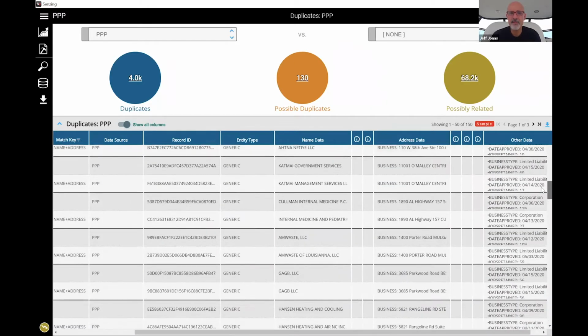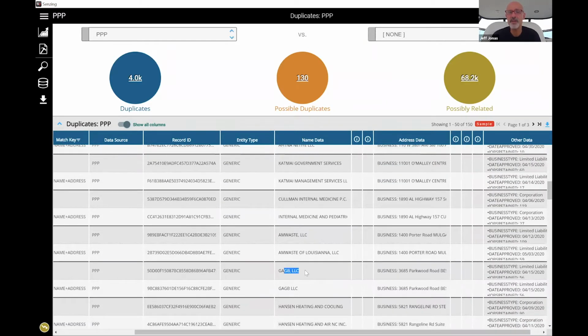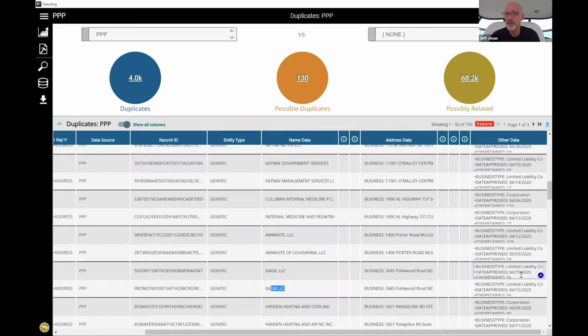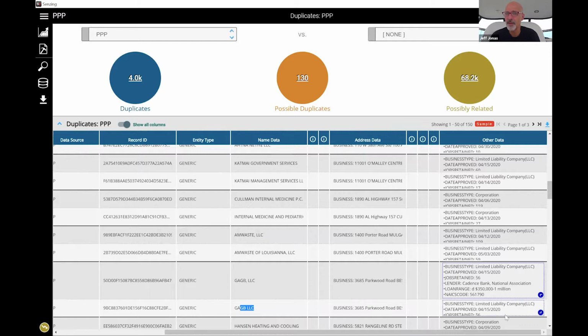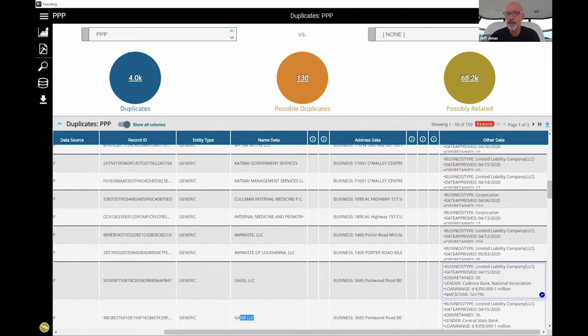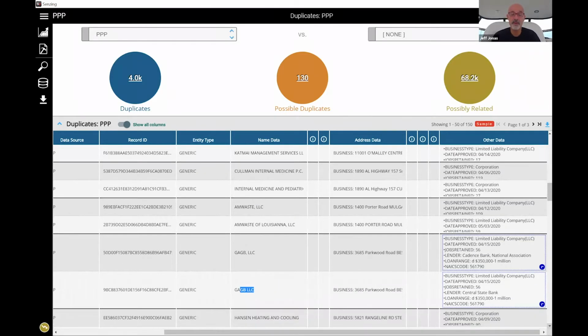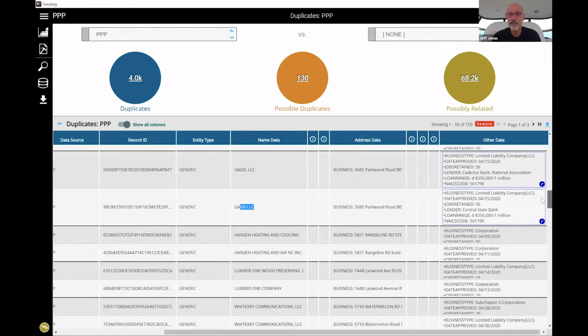And I don't know anything about this, but like this one here is GAGB, LLC, and this is GAGB LLC. Probably just fine, but this would be one of the ones somebody will look at someday. According to this data, which we downloaded off of the website, they got two different loans. Maybe those are two totally legit loans. Again, it would take some analysts to look at. But anyway, that's what it does.